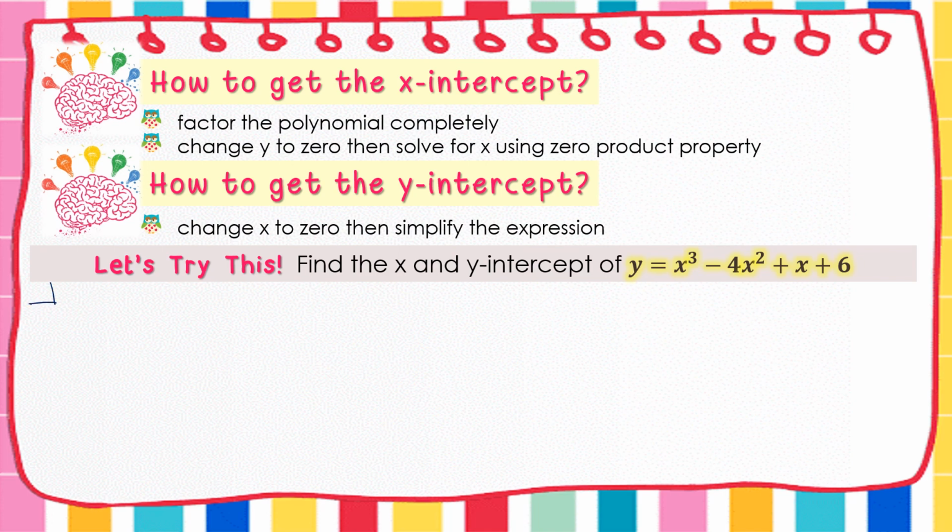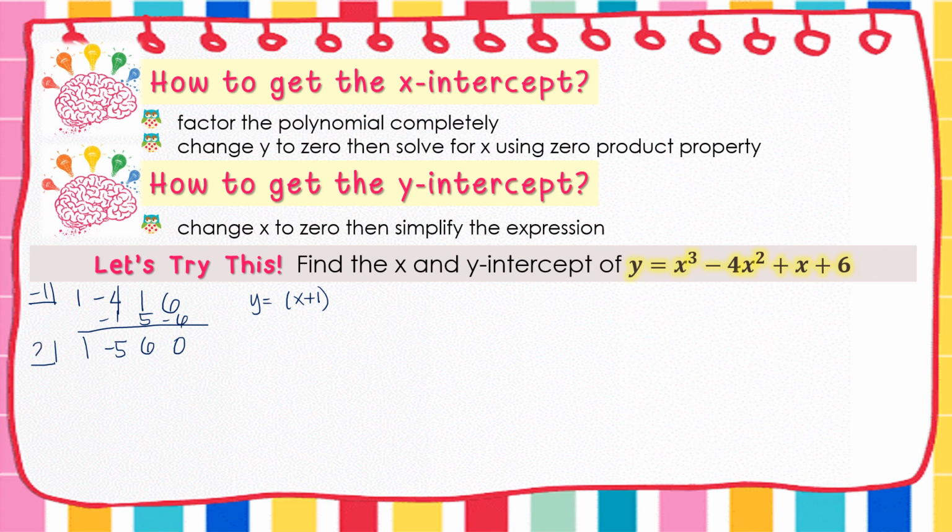1, negative 4, 1, 6. I'll try 1. Negative 1, sorry. 1, negative 1, negative 5. This is 5, 6, negative 6, 0. So, first factor ay x plus 1. Next factor.